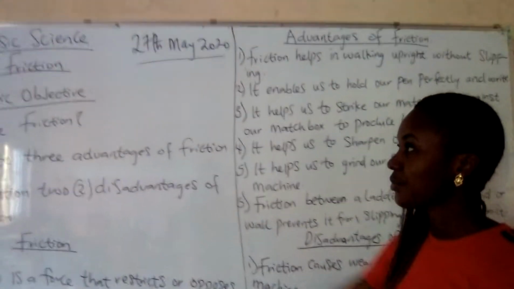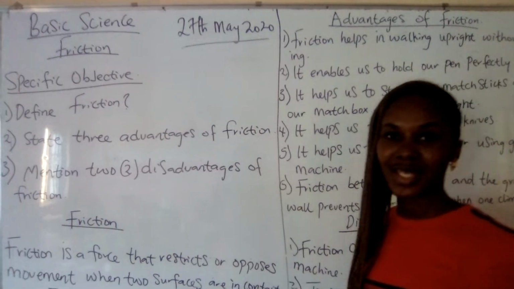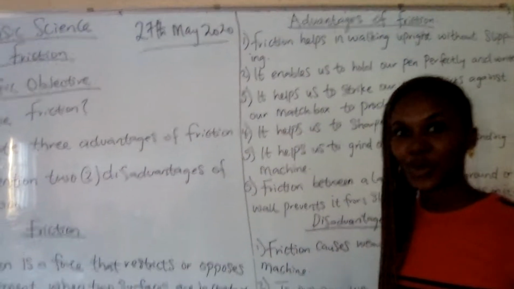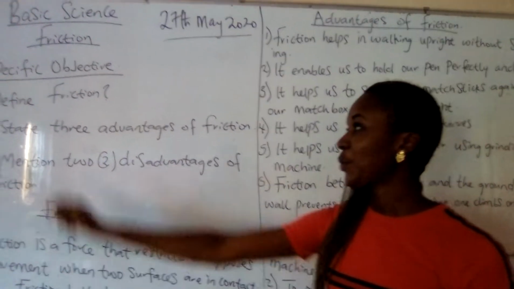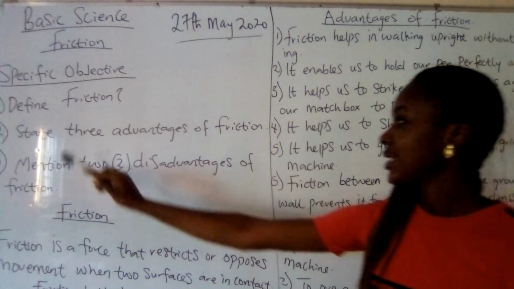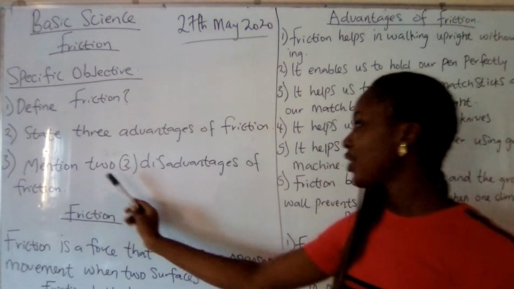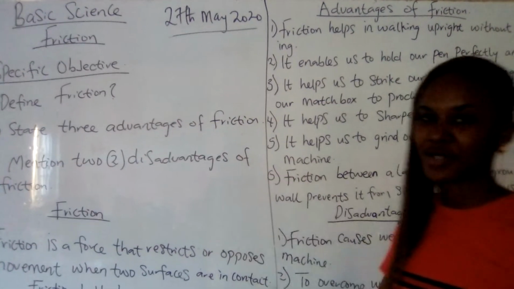Our topic is friction. Specific objectives: these are the things I expect my students to know by the end of this lesson. 1. To be able to define friction. 2. State 3 advantages of friction. 3. Mention 2 disadvantages of friction.